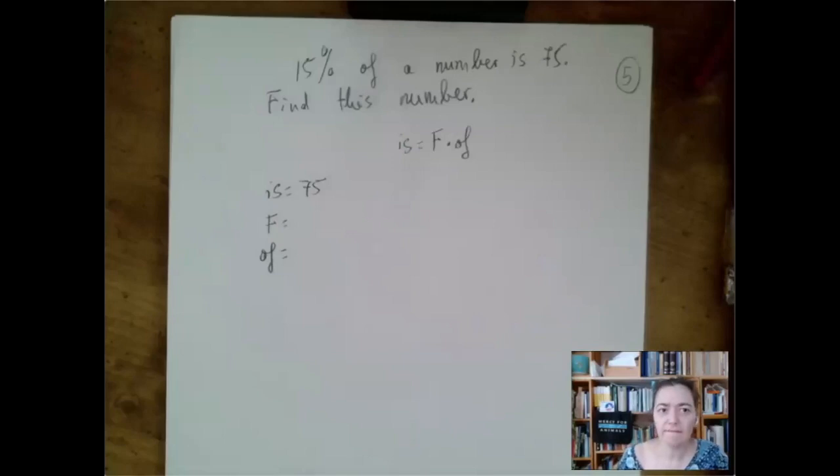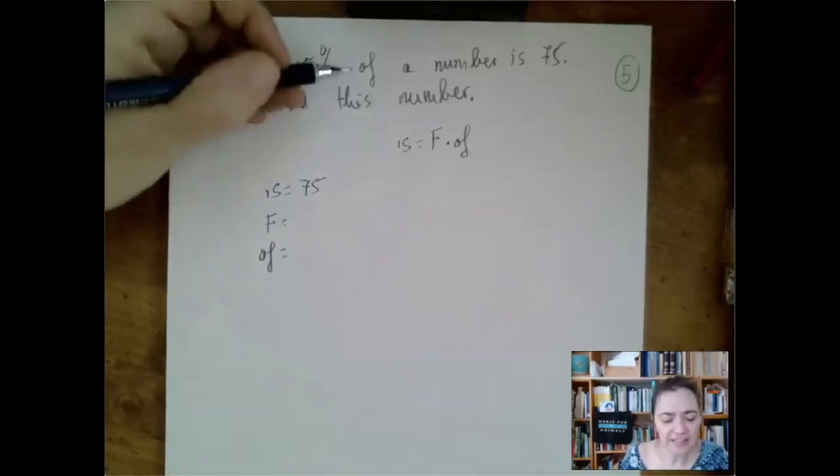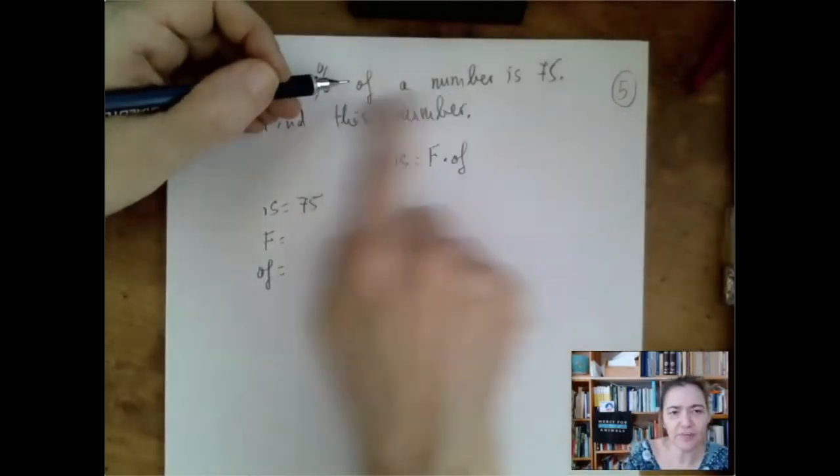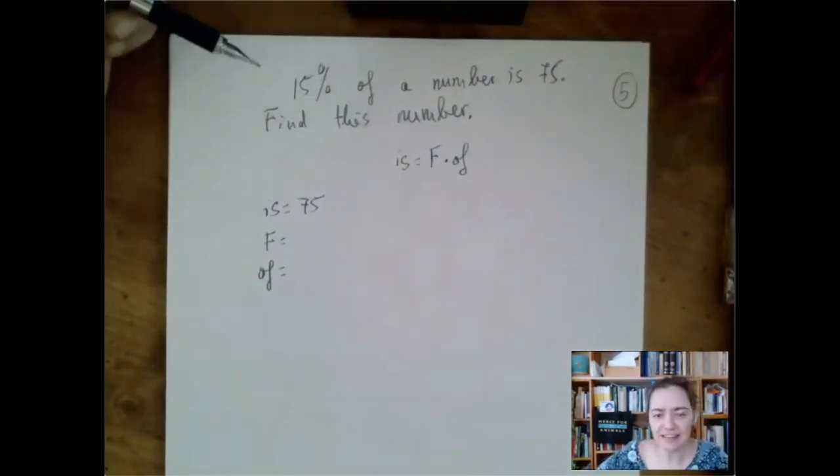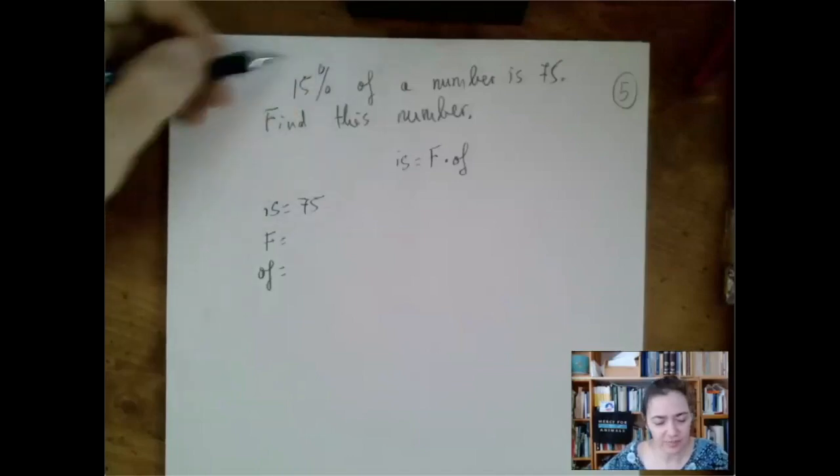15/100. It's the fraction. I understand that the "of" is right, but it's with the "of" a number. Or 15% of what number? So you're right, but this is the fraction.